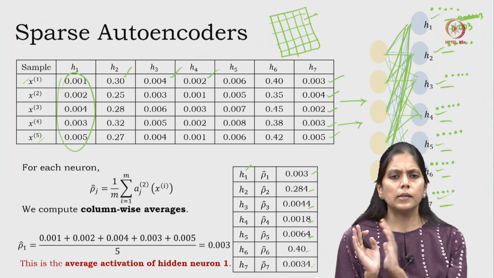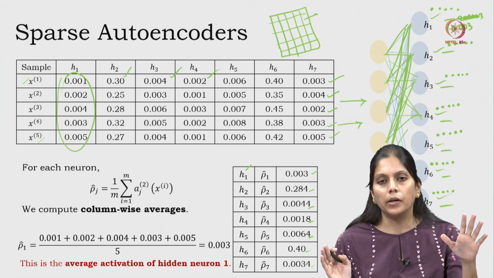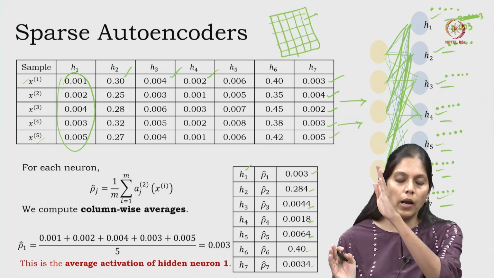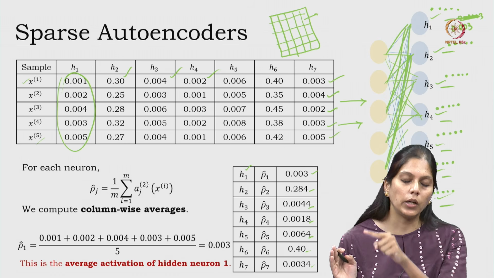What did we do? Simple. We have taken M training samples and passed them to the model. We have obtained M such values for each of the neurons.